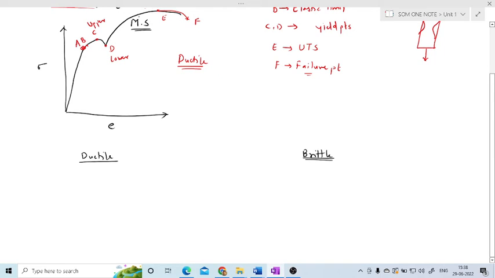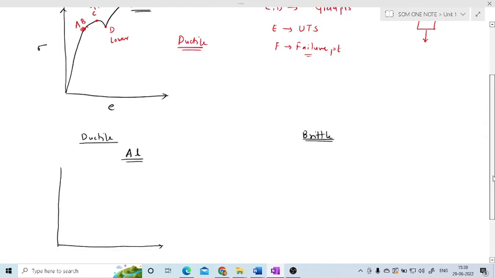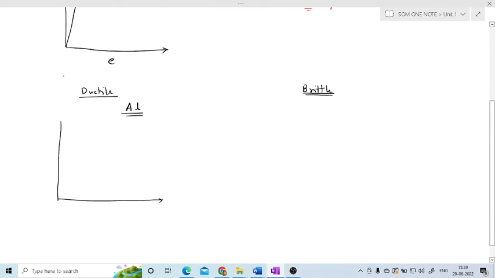Now what is the difference between this diagram and these two diagrams? See, mild steel is a ductile material, but in mild steel you are going to observe two yield points. But in a normal ductile material, consider aluminium, we are going to observe only one yield point. Now I am going to draw the diagram for the ductile material.